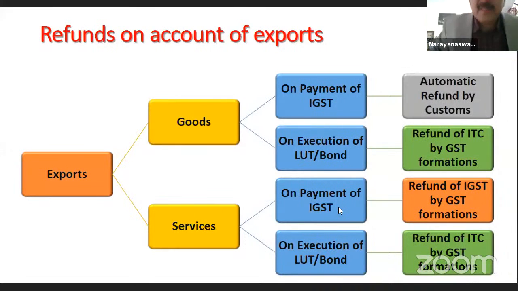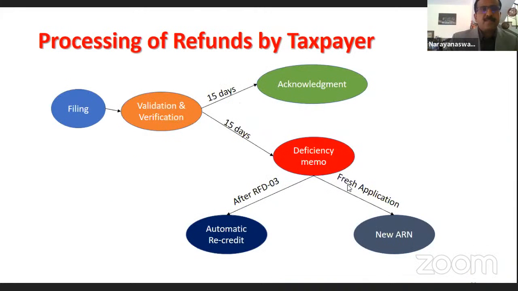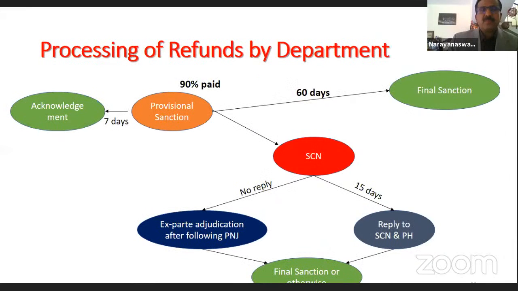Similarly, in case of services, in both situations, the refunds are given by the GST authorities, not the customs authorities. This is the processing of refund by taxpayer. He has to file, verify, and he will get an acknowledgement. If there are any deficiencies, he will get a deficiency memo, and he has to respond to them and get his refund. This is how the department processes the refund, and there are timelines.